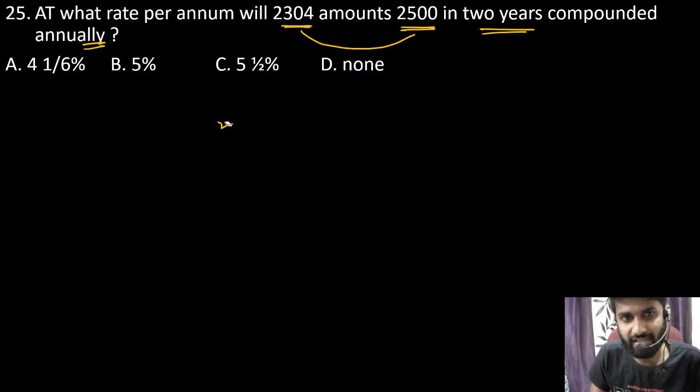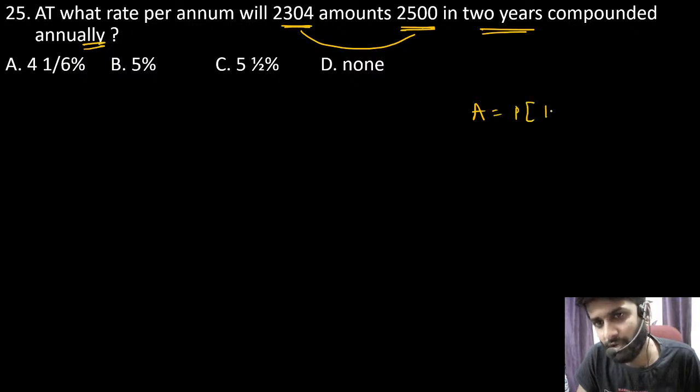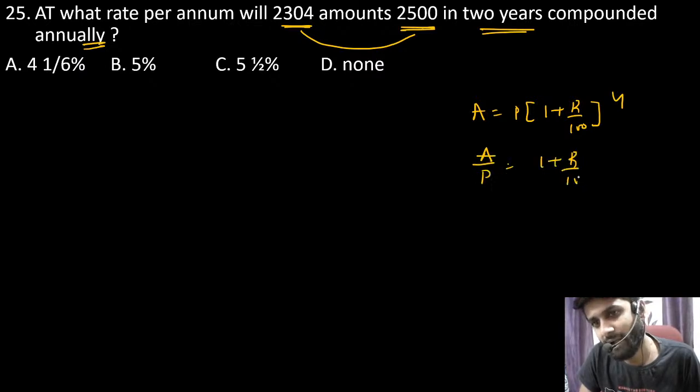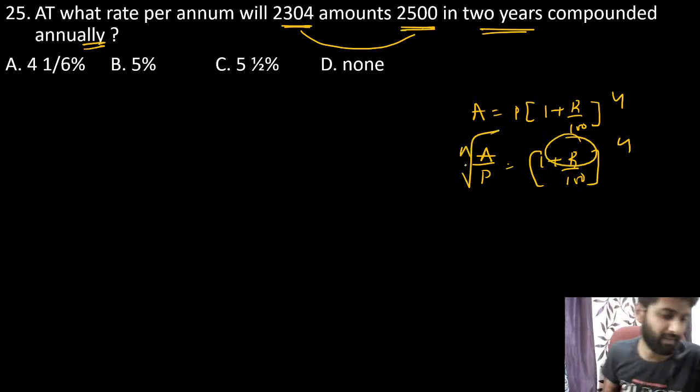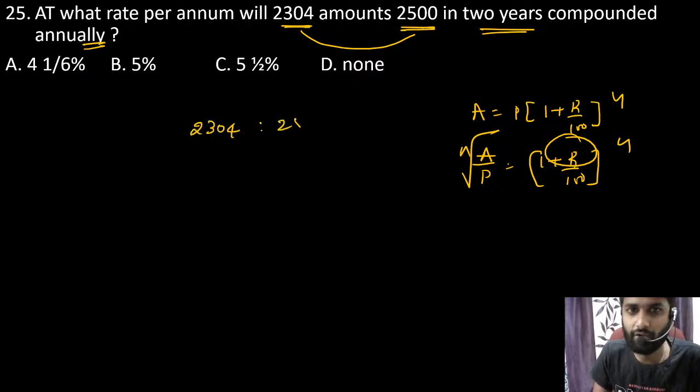Why? Because if you go to the formula, the amount is exactly equal to P into (1 plus R by 100) whole power n. Now, A by P is exactly equal to (1 plus R by 100) whole power n. If you want the rate of interest, it means the root of A by P. That is the theory I mentioned earlier. Here the principal is equal to 2304 and the amount is equal to 2500.